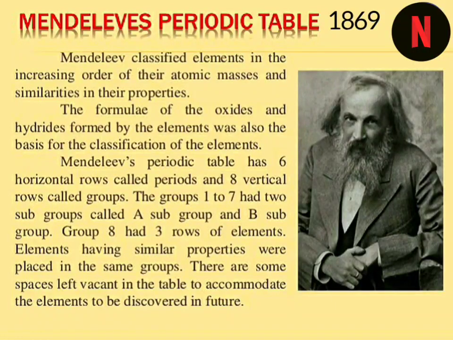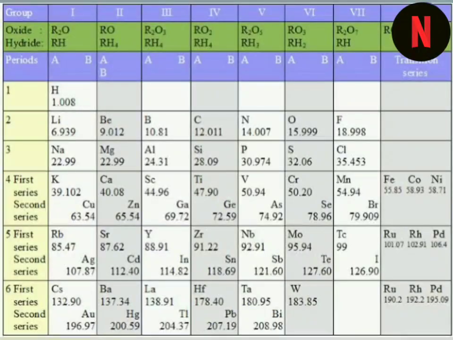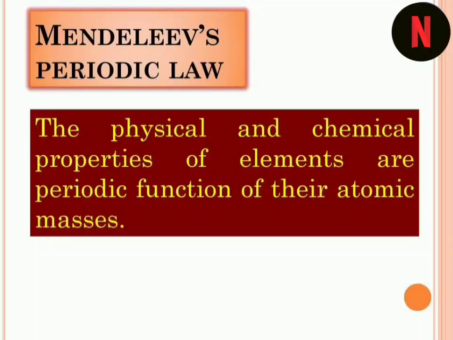Mendeleev's periodic table has 6 horizontal rows called periods and 8 vertical rows called groups. Groups 1 to 7 have 2 subgroups called A subgroup and B subgroup. Group 8 had 3 rows of elements. Elements having similar properties were placed in the same group. There are some spaces left vacant in the table to accommodate the elements to be discovered in future. Thus, according to Mendeleev's periodic law, the physical and chemical properties of elements are a periodic function of their atomic masses.